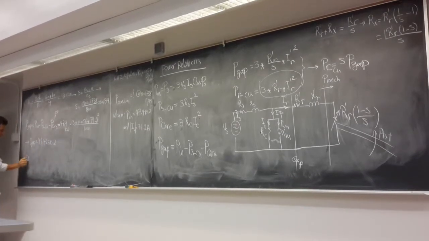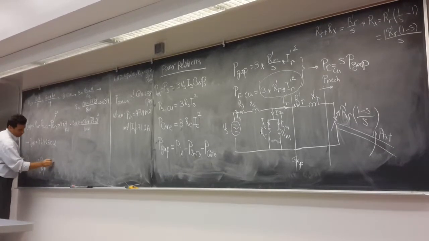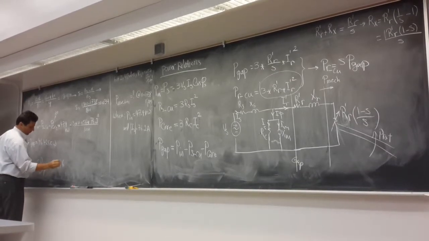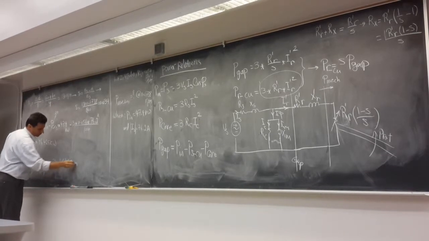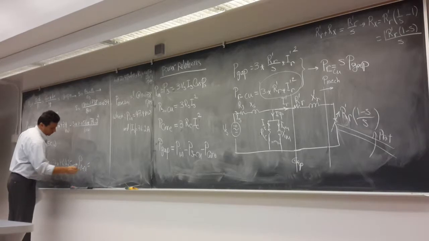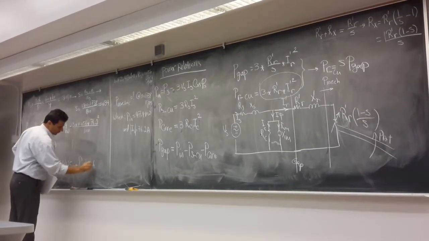So how much is the P rotor? P rotor copper is going to be S times P gap. How much is S? 0.034 times 46.425. So P rotor copper is equal to 1.